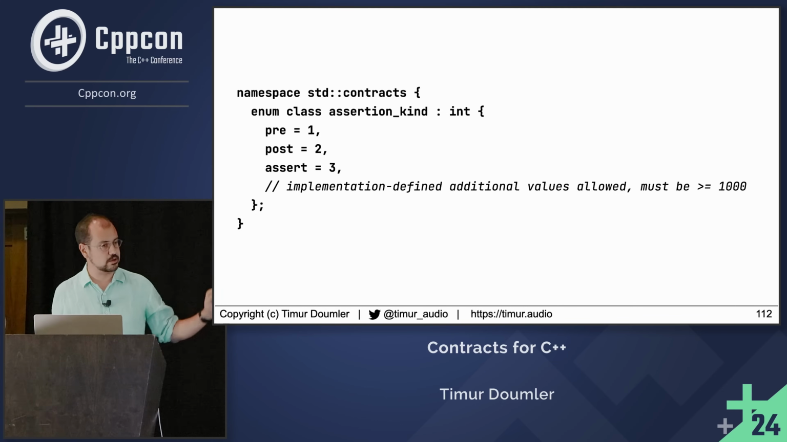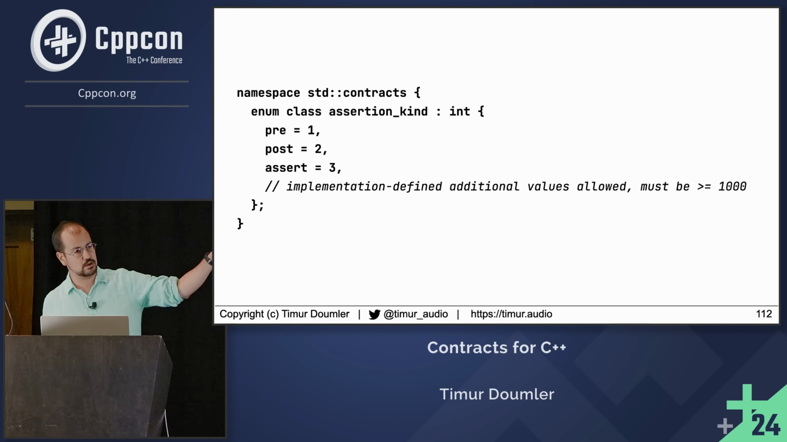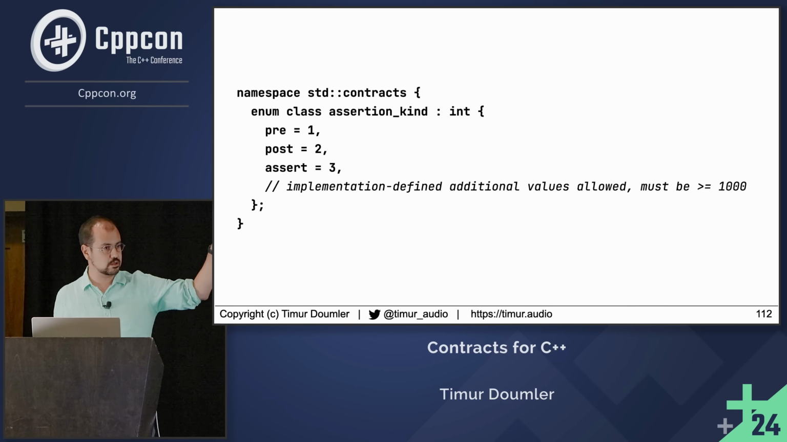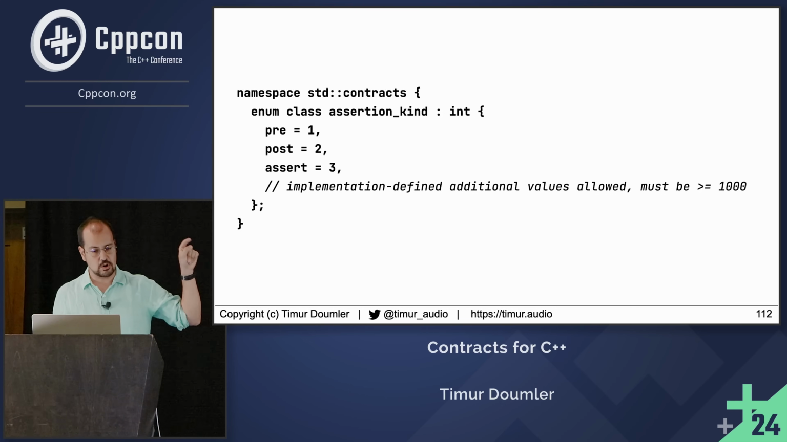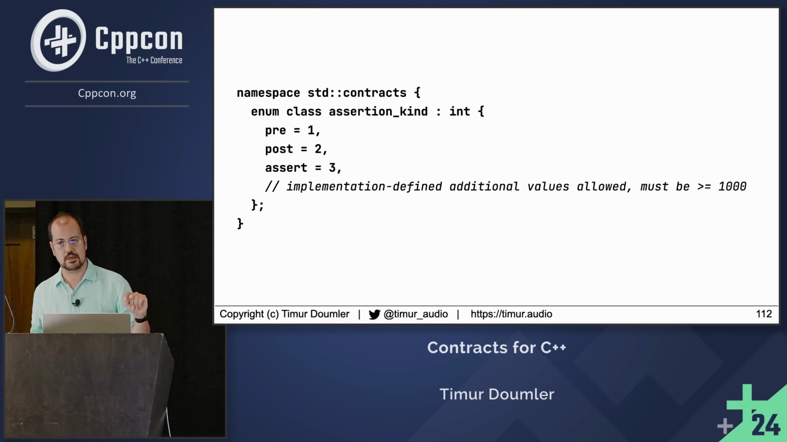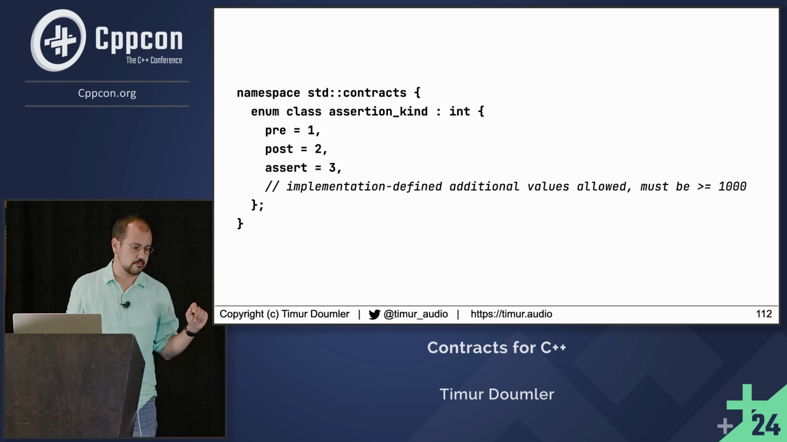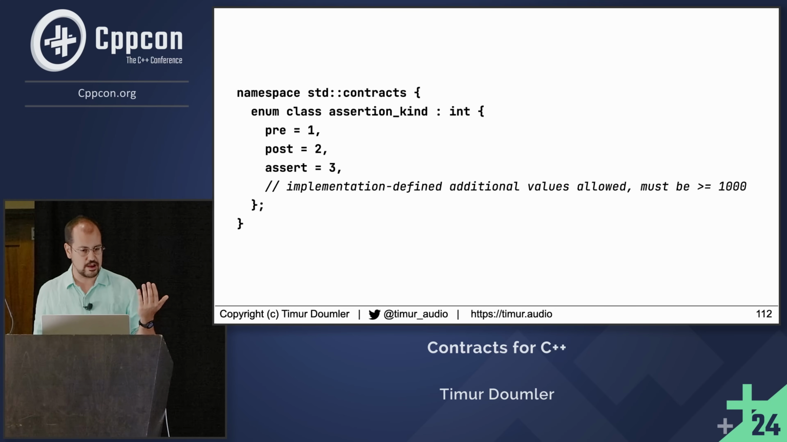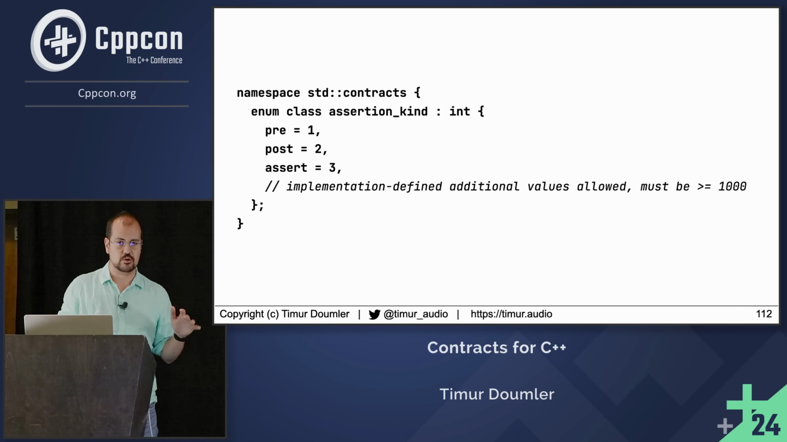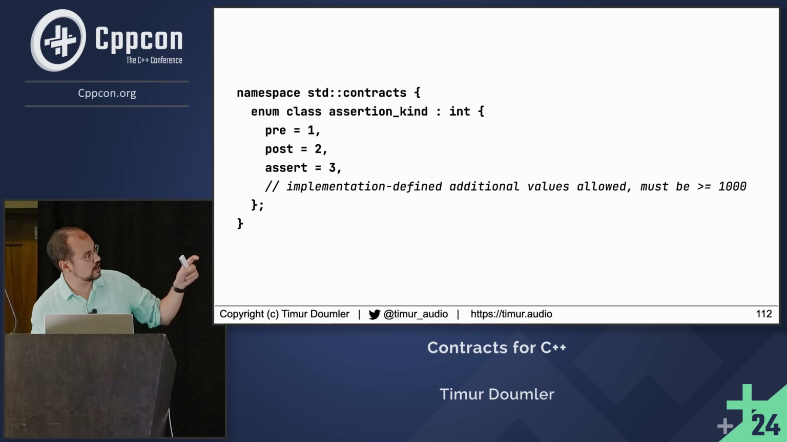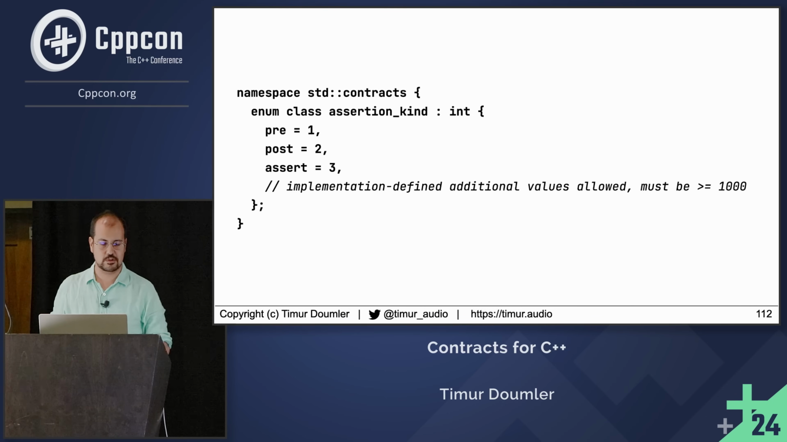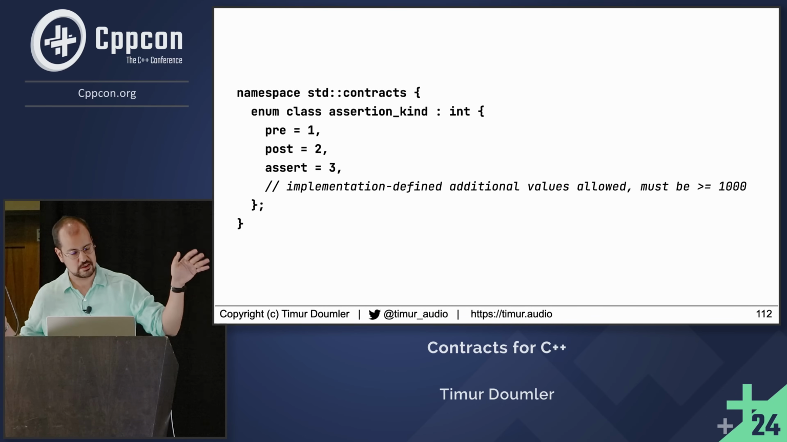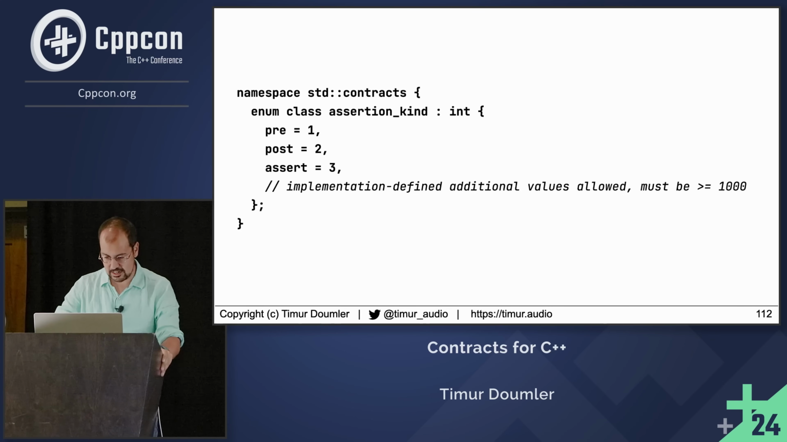Unfortunately, we can't use contract assert here because contract assert has to be a full keyword. So pre and post are contextual keywords, so you can still have a variable named pre or post. It's not going to break. Contract assert has to be a full keyword because otherwise you have to be able to disambiguate it from a function call or a macro call, right? So that's why we can't use contract assert as an enum here because it's a full keyword. So we just use assert. So it's a bit weird, but assert means contract assert.